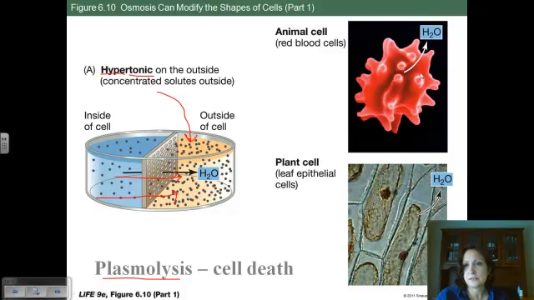So as we take this animal cell, a red blood cell in this case, and put it in a very high sugar environment, water's going to leave the cell and the cell's going to shrivel up. In a plant cell, because it has a cell wall, it doesn't really shrivel, but the cell membrane will pull away from the cell wall, and ultimately that will lead to cell death in both of those situations.